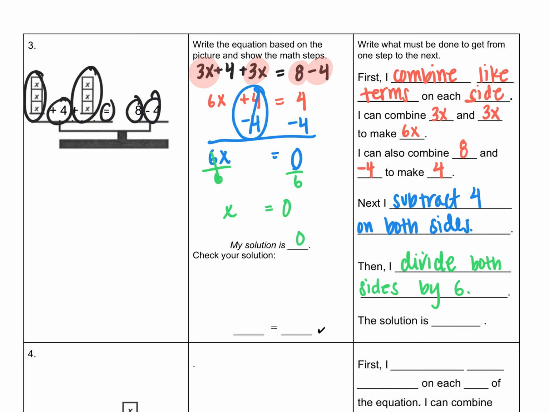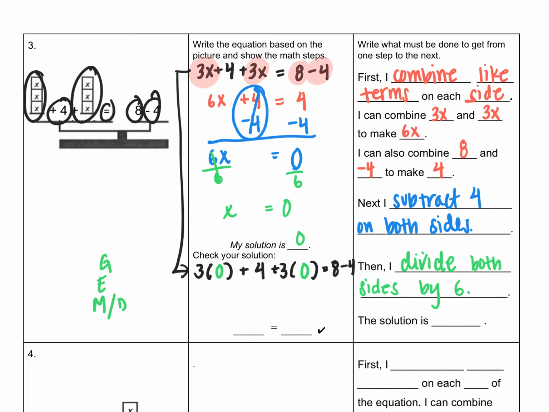So we're going to check our solution now just to make sure that it is correct. So I'm going to copy down my problem from above, but I'm going to leave parentheses for my 0. So 3x plus 4 plus 3 times x equals 8 minus 4. And we know from the work that x is possibly 0. We're going to simplify by following order of operations, following GEMS.